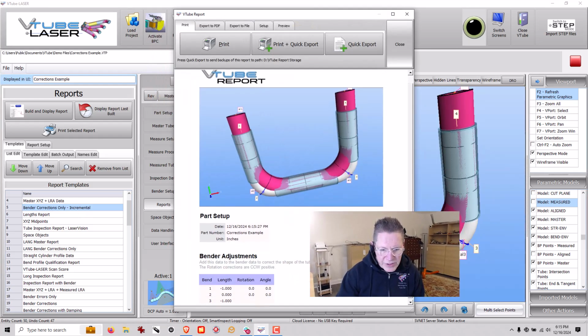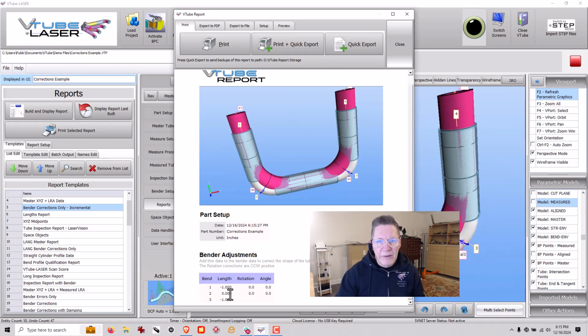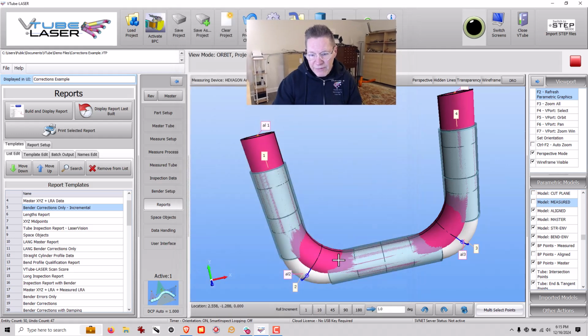So let's go over to reports, and we're going to look at the bender corrections again. And here you're going to see we have the same report. So VTube understands that you need a 0 length correction there because you are measuring from points 2 to points 3, not from tangent to tangent.